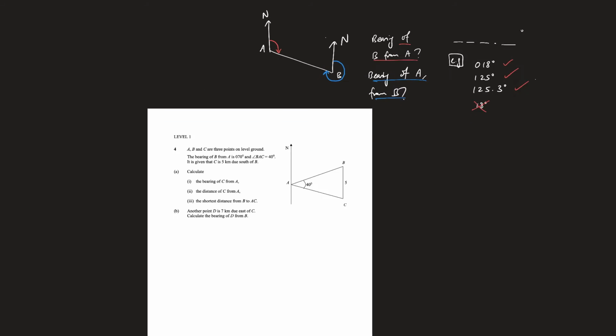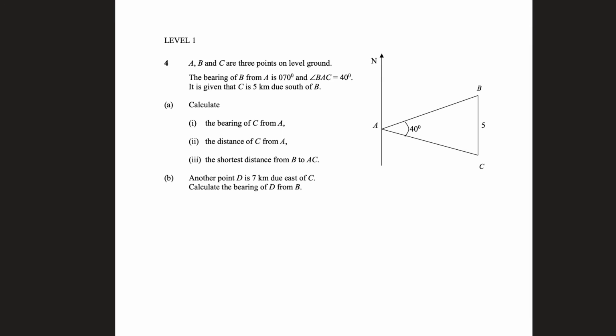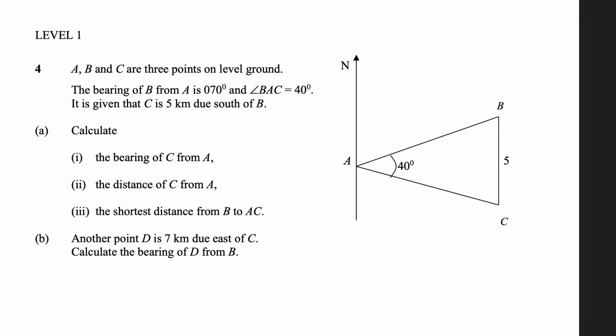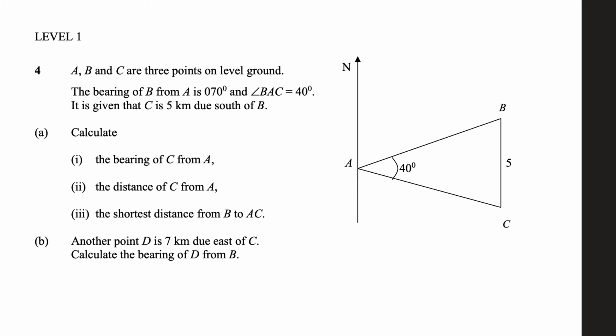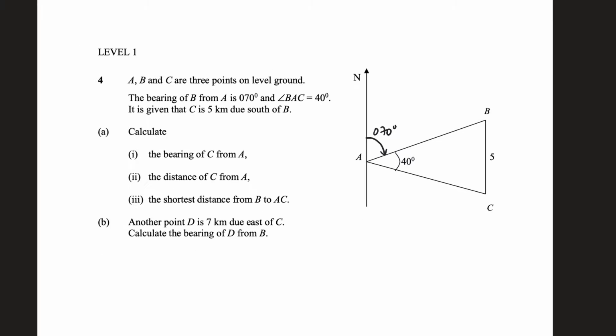Okay, now let's jump right into it. A, B, and C are 3 points on level ground. The bearing of B from A is 70 degrees. So immediately you can write it down. Since A already has the north here, the bearing of B from A is simply this. This is 070 degrees.